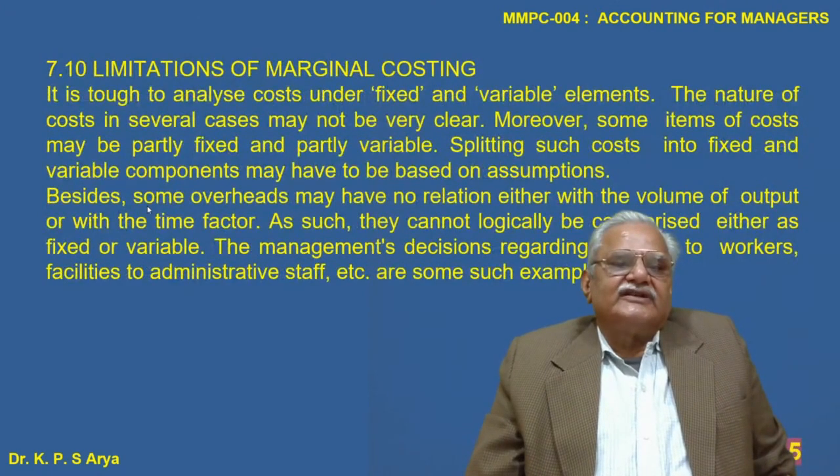The limitations of marginal costing. It is tough to analyze cost under fixed and variable elements. The nature of cost in several cases may not be very clear. Moreover, some items of cost may be partly fixed and partly variable. Splitting such cost into fixed and variable components may have to be based on assumptions.